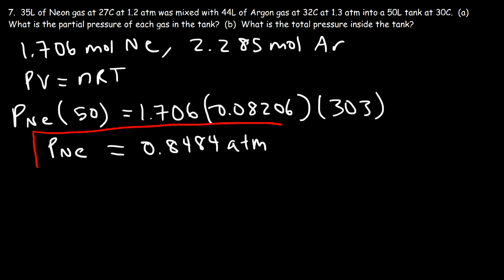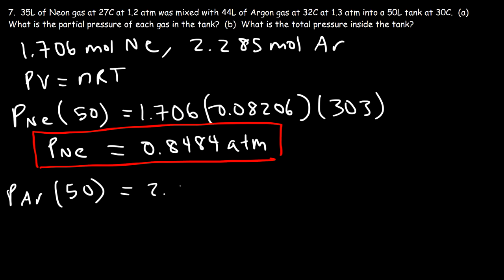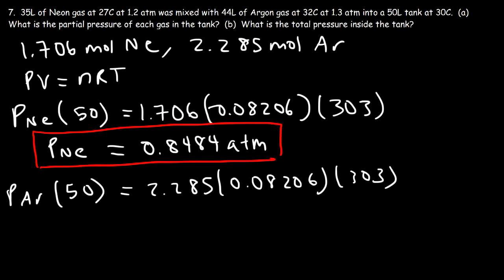Now let's do the same to calculate the partial pressure of the other gas, argon. So the volume is going to be the same. The moles is going to be different. It's now 2.285. And everything else is the same, R and T. So it's 2.285 times 0.08206 times 303 divided by 50. So the partial pressure of argon is 1.1363 atm.